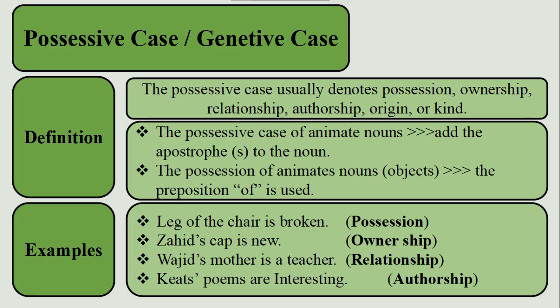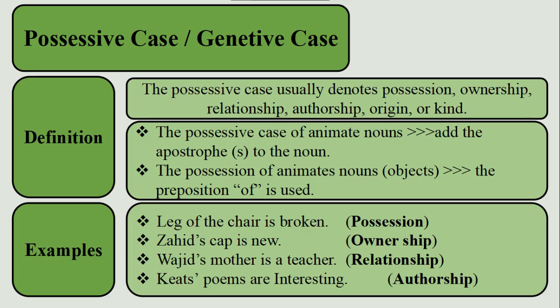But for inanimate nouns, lifeless objects, formal grammar often prefers using the preposition "of." So instead of "the chair's leg," it's considered more standard to say "the leg of the chair." Okay, leg of the chair, not chair's leg. Good tip. Though the apostrophe s is used quite widely in other contexts, showing its versatility.